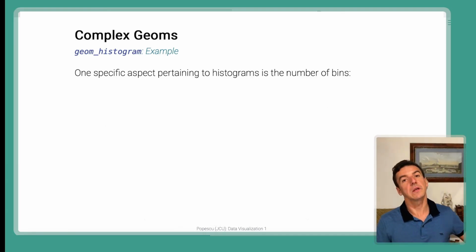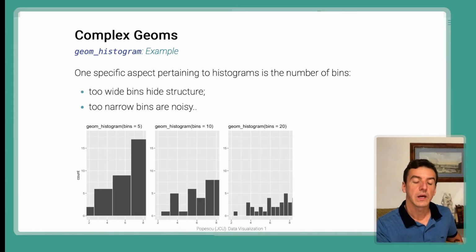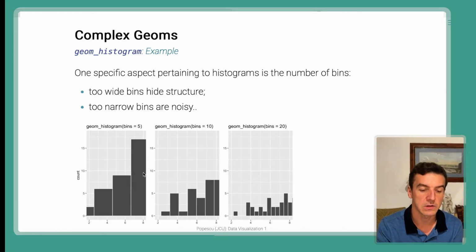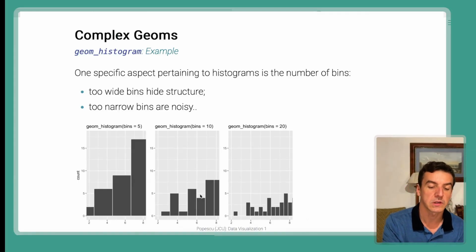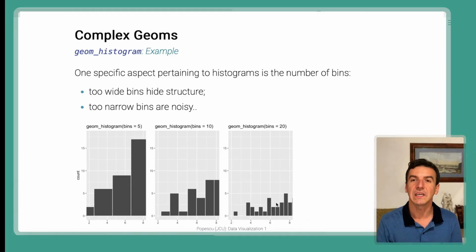So one specific thing about histograms or utilizing geom_hist or geom_histogram is the number of bins. So if we have too wide bins, this is going to hide the structure in our data. If the bins are too small, then we're going to get a lot of noise. So here's, for example, how our data or what histograms for our data would change if we use different numbers of bins. So the first panel here is our data with only 5 bins. The middle graph here shows what our data looks like when we use 10 bins. And then this is what our data looks like if we use 20 bins.